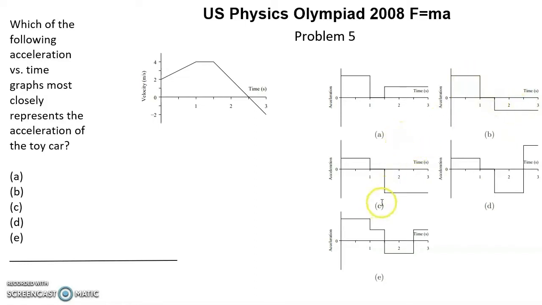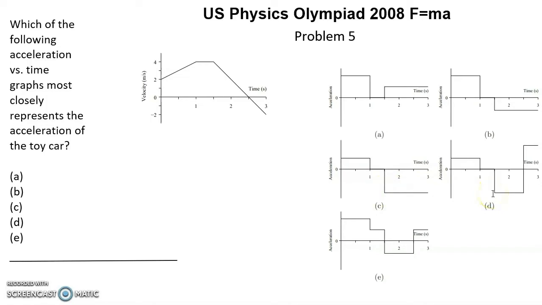Let's check C. We have first thing positive, after that we have zero, and after that we have negative, and this negative is twice greater than this positive. So that's a good solution.